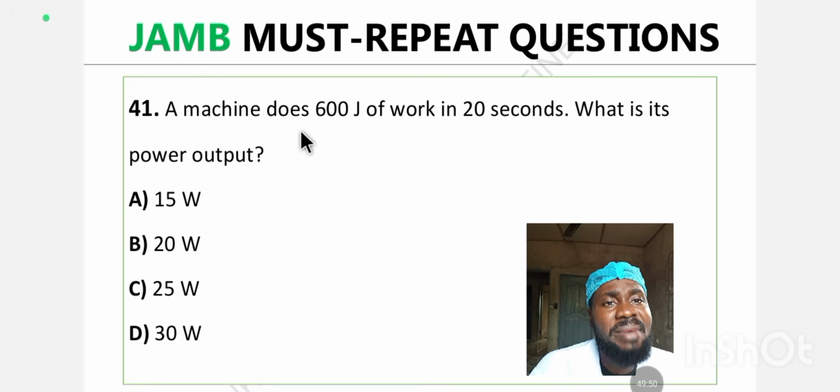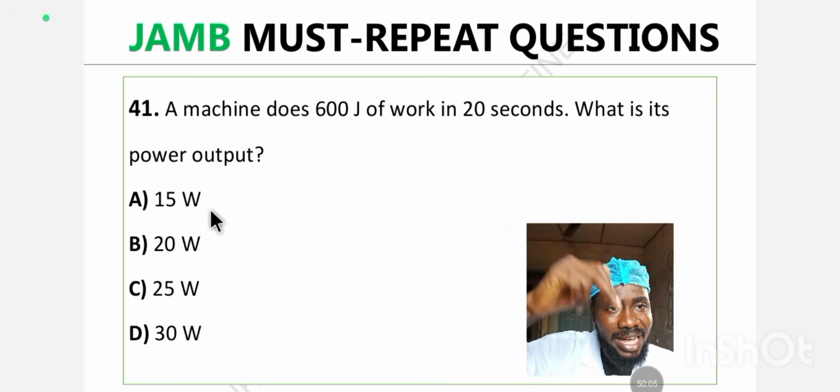Question 41. A machine does 600 joules of work in 20 seconds. What is the power output? A. 15, B. 20, C. 25, D. 30. All options represented in watts. What's the answer? Drop the answer in the comment section.